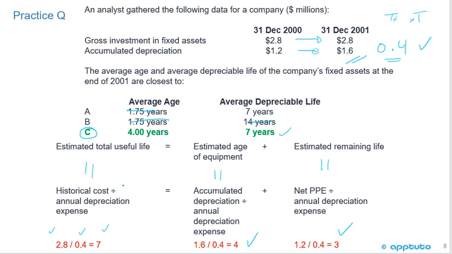One thing to note to help you memorize is that the denominator is always that annual depreciation expense. Our numerator changes: for the estimated total life, it's historical cost; for the estimated age, the numerator is the accumulated depreciation total; and for our estimated remaining life, it's our net book value. So it just takes a little bit of practice, a little bit of memorization. You can see the denominator never changes. The numerator relates quite closely to what you need to calculate if you think about it. And that's the last slide for this LOS. Thank you.